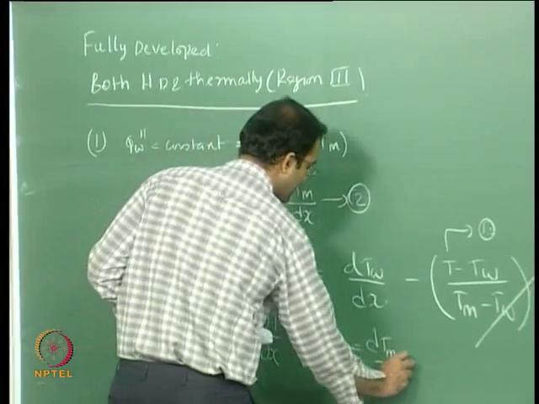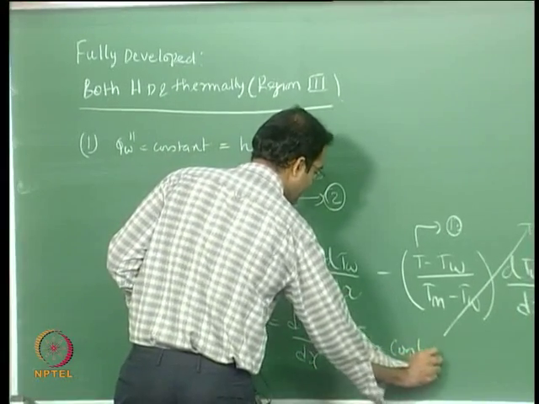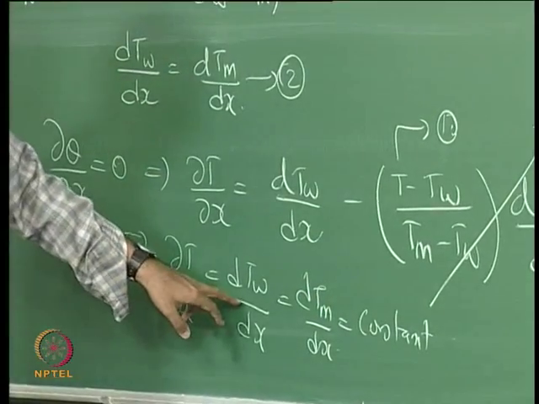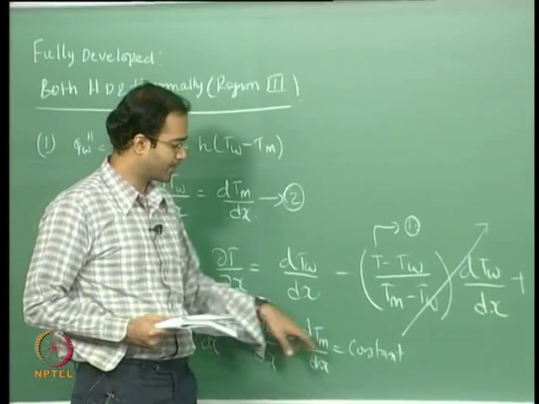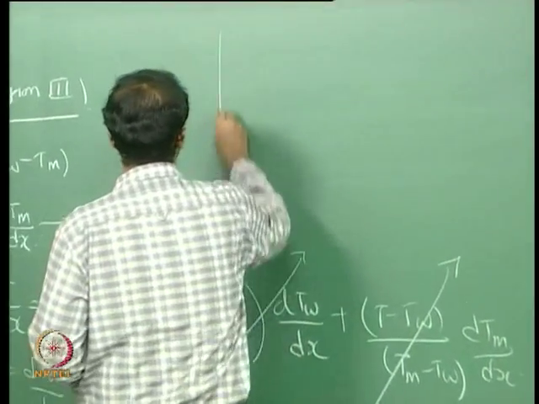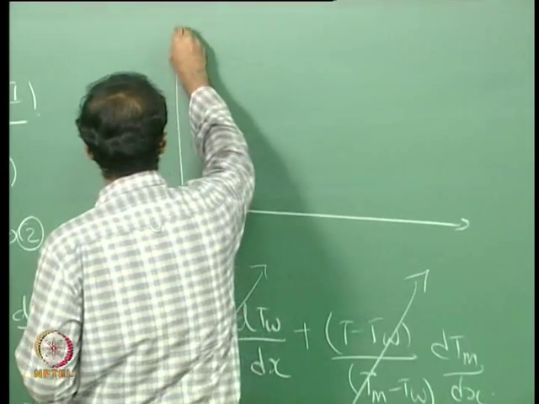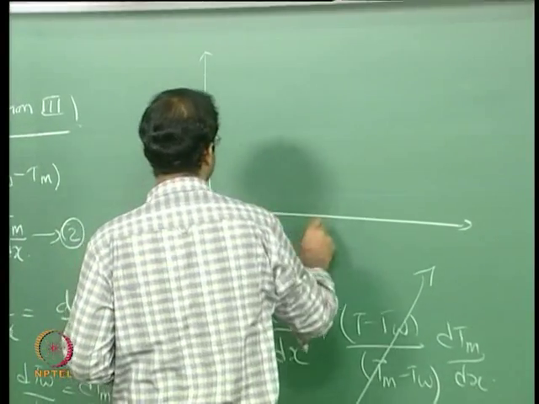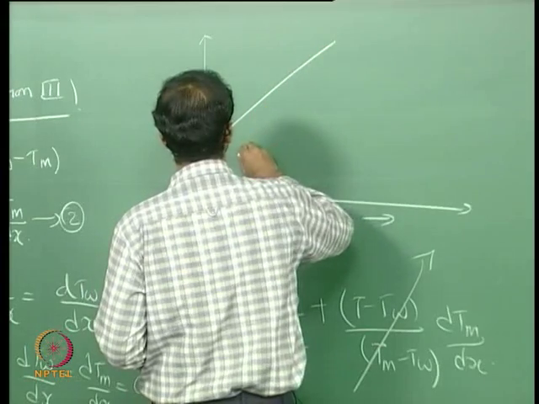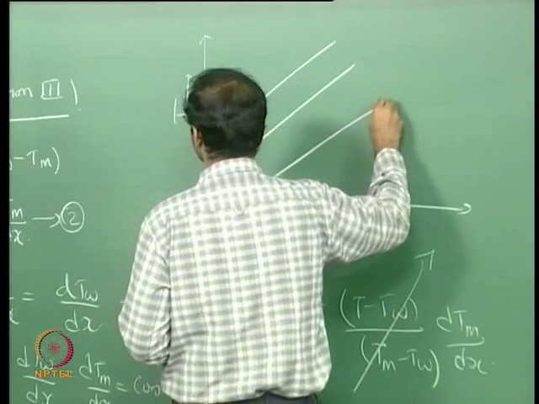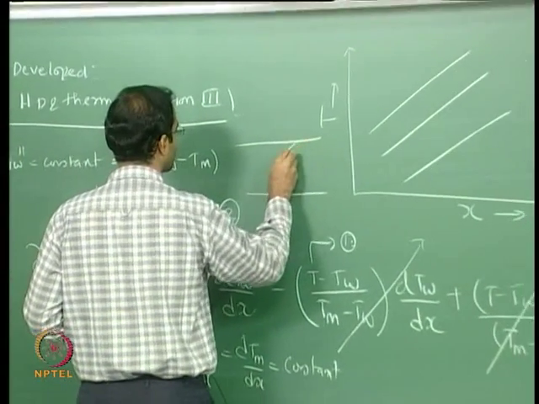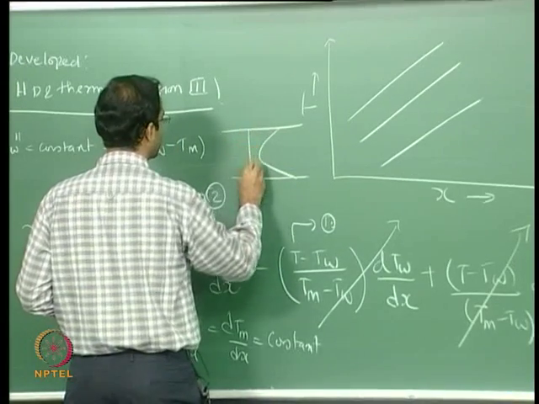And we have seen that this can be possible only if these are equal to a constant, because this is a function of both r and x, but these are only a function of x. So the slopes can be the same only if this is equal to a constant. Therefore, if you plot the variation of temperature axially, you can visualize, for example, a temperature profile.